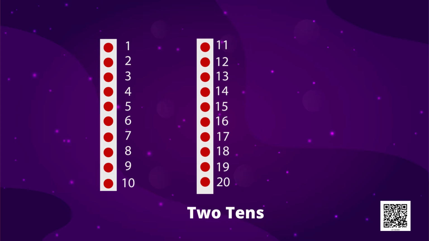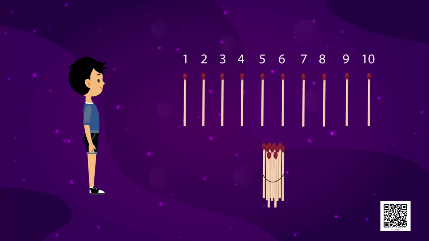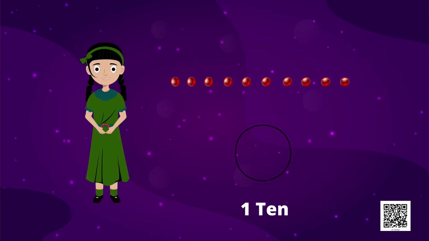Two tens. Look children, Rinku is making tens with matchsticks. He has got so many sticks. He counted 10 sticks and he tied all of them together with a thread. 10 sticks together. That is 10. Here we saw 10 made up of matchsticks. That is 10 matchsticks together.